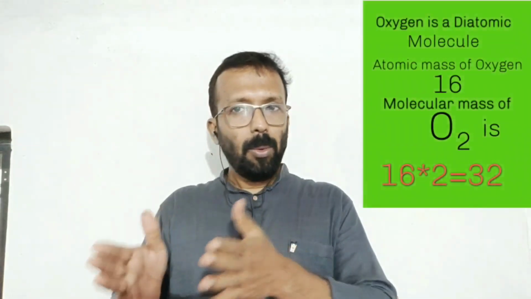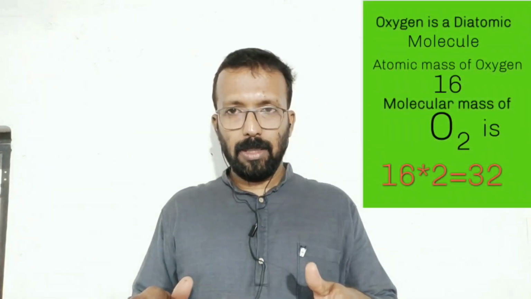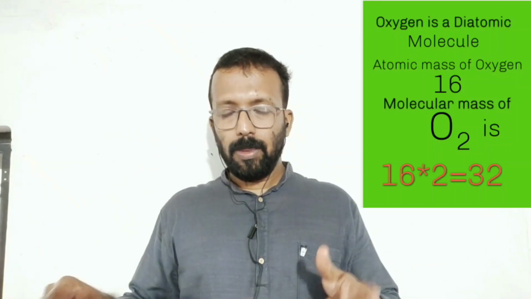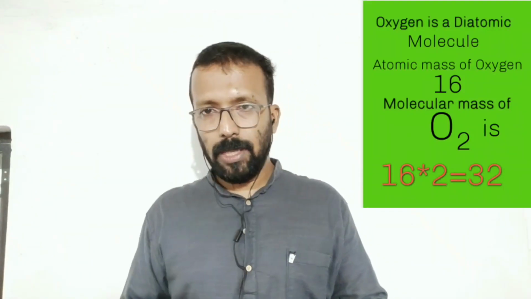In the free state, elements and compounds exist as molecules. Mass of a given molecule, molecular mass, can be calculated from the given atomic masses of the constituent elements of the molecule. For example, let's take a diatomic molecule, oxygen. Oxygen is O2. It contains 2 atoms of oxygen. We had already studied that the atomic mass of oxygen is 16. So oxygen molecule contains 2 oxygen atoms. So 16 into 2, so 32 is the molecular mass of oxygen.